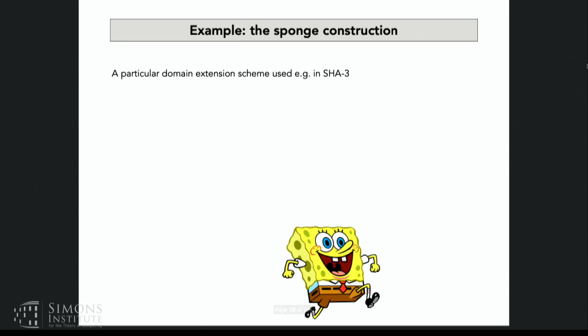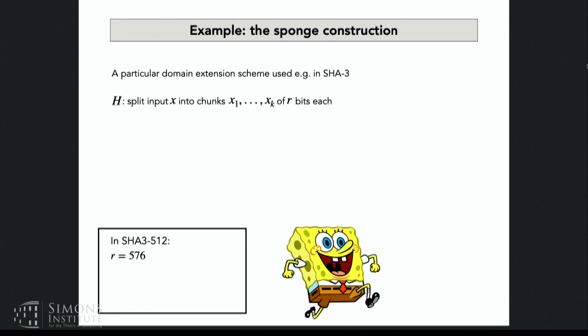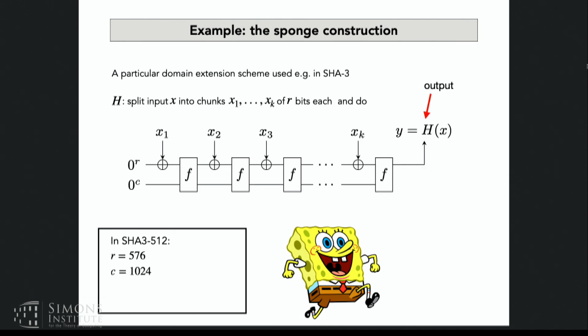So here's an example of a domain extension scheme, which is called the sponge construction, and it's used in the SHA-3 hash function standard. So here, for an input x, we split it up into chunks of r bits each. And if x is not a multiple of r, we pad it in some particular way. And now we evaluate the hash function as follows, using black box access to a fixed length function f that has input size equal to output size. So first of all, we append a number of zeros to x1, the first chunk, and evaluate f on it.